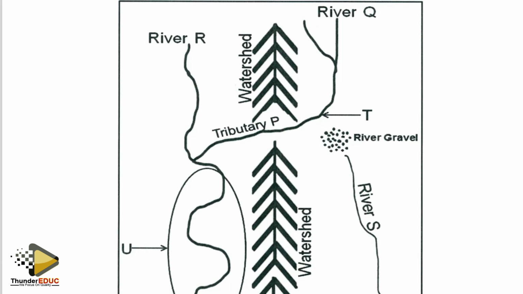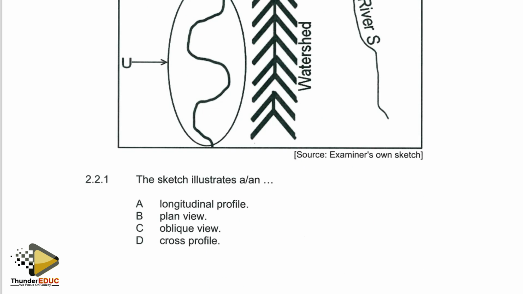We cannot say it's a longitudinal because the longitudinal profile shows the gradient of the river from its source to its mouth. And in this instance, it's not one river. We are looking at river R, river Q here, and river S, which later developed after the process of river capture. So this qualifies to be a plan view in that instance. Right.